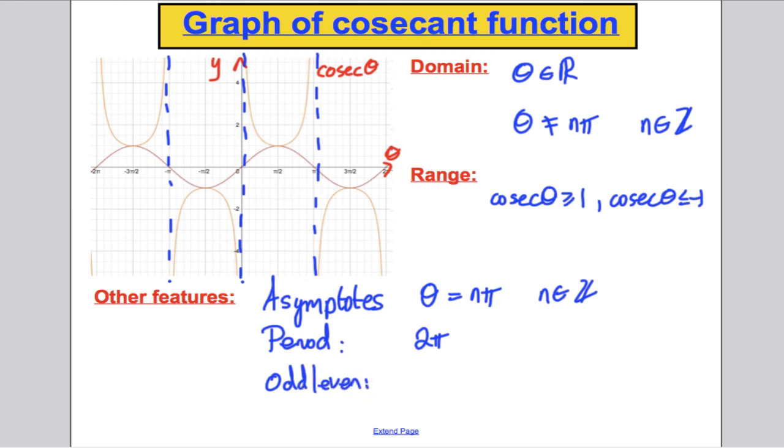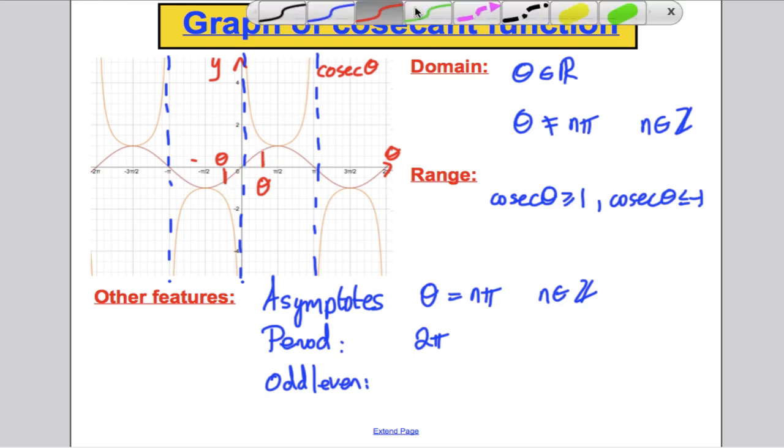Well, what we see here, by symmetry, if we take a positive value of theta here, and we work out cosec of that, it actually gives us the same answer as the negative. How does that relate to negative theta, putting it in? Well, they both have the same number answer. One's positive and one's negative.